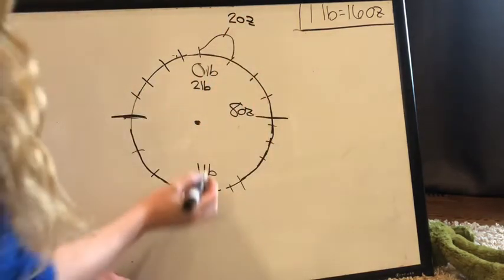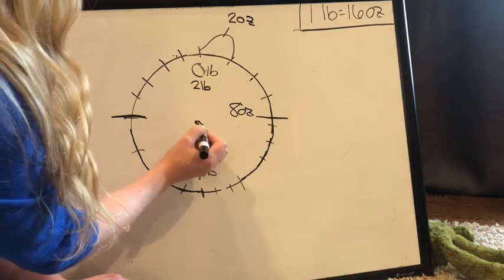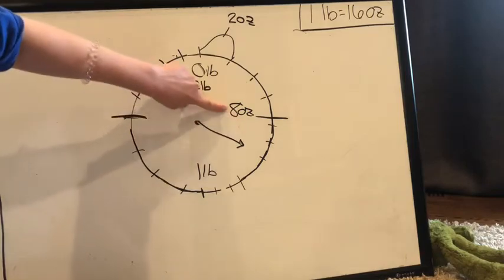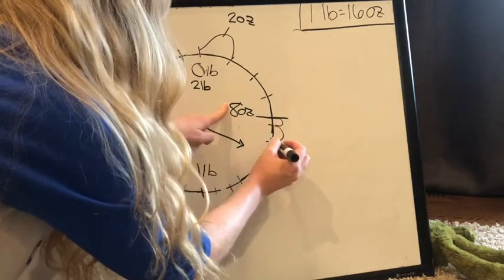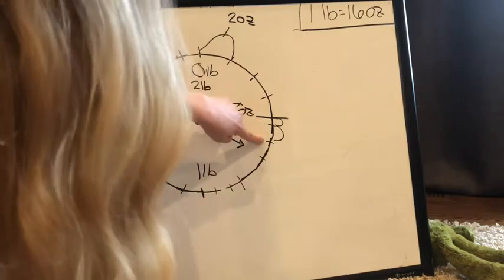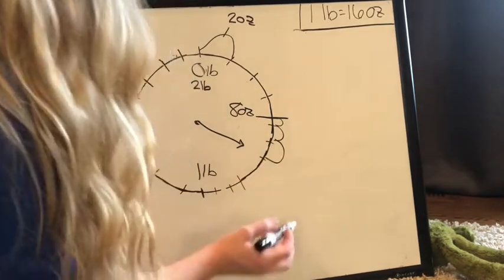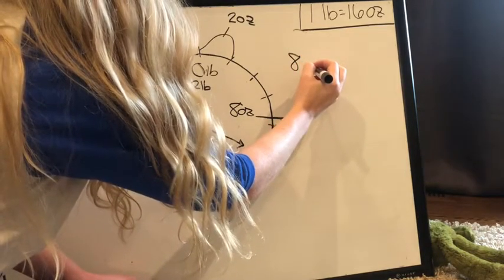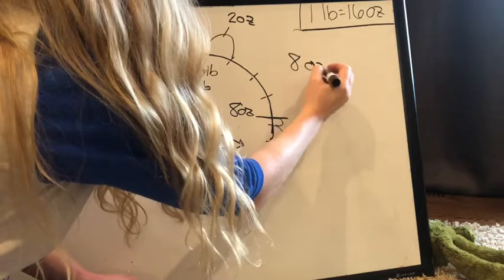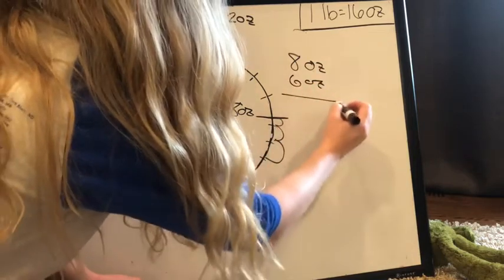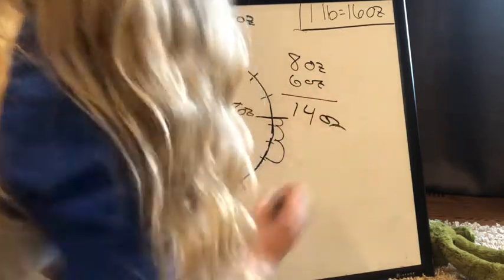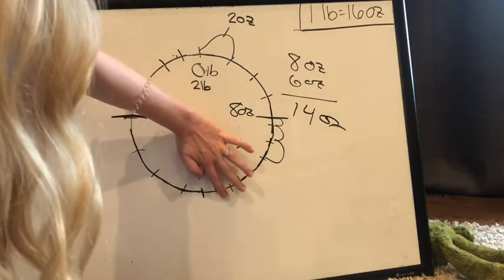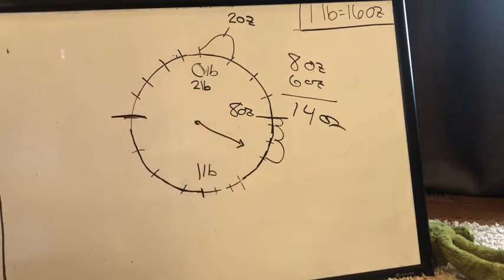Okay, so if I draw an arrow here, what would that be? We have 8 ounces. Remember, each jump is 2. 2, 4, 6. So this would be 8 ounces plus 6 ounces, which is 14 ounces. Okay, again, my scale is not very perfect. We know that 14 ounces would be more like down here, but that's what's going on.